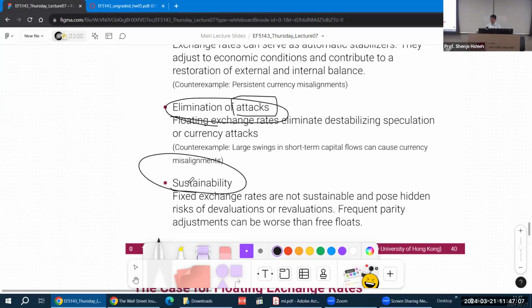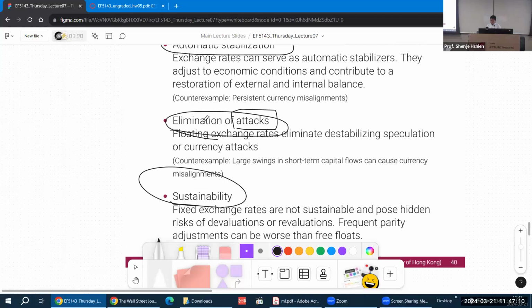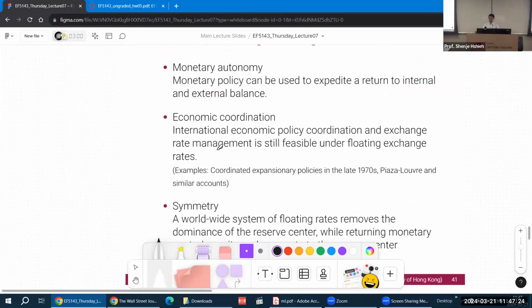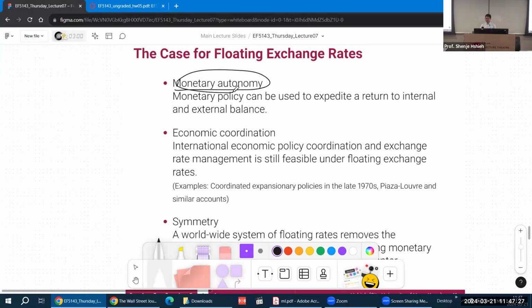All right, sustainability again refers to automatic stabilization, I believe. So if you have a floating exchange rate, information is properly incorporated into markets, and therefore the likelihood of having hidden risks is quite low, right? Monetary autonomy refers to the fact that under floating exchange rates, you can use monetary contraction and expansion as part of your toolkit to boost output, right? If you have a pegged exchange rate, monetary policy is fully dedicated to maintaining the peg.